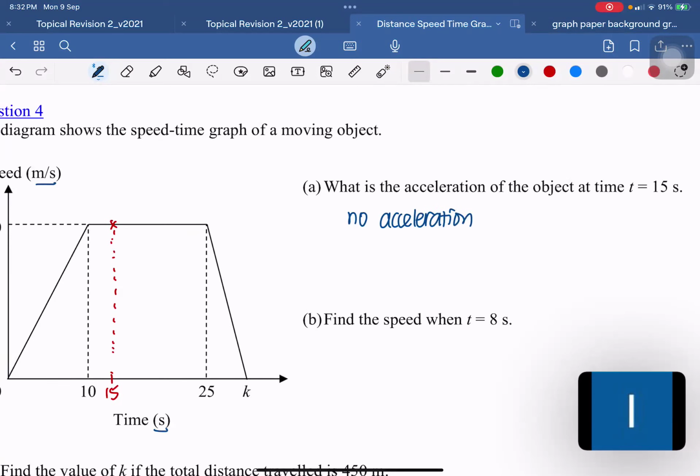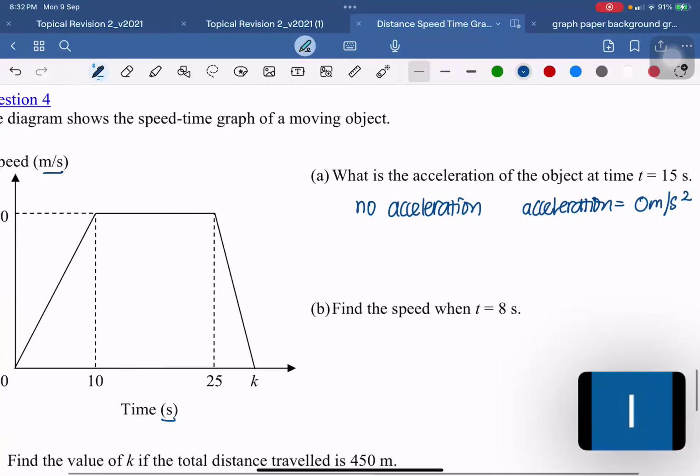When they give you a timing, it's looking for the whole line segment. It's not just one particular point on its own. It's the whole line segment. So at this point, there is no acceleration. The acceleration is equal to 0 meters per second square.